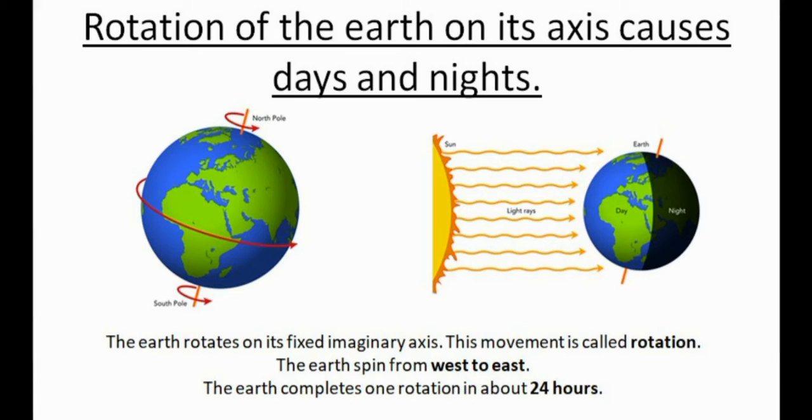And how does rotation cause day and night? In the second picture you can see, as the earth rotates from west to east, half of it faces the sun, and this half which gets the light from the sun has day, and the other half which doesn't get the light has night. So earth goes on rotating, and day changes into night and night changes into day. Thus the rotation of earth on its axis causes day and night.